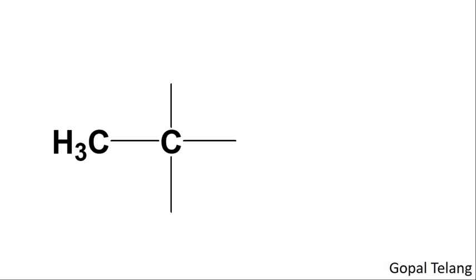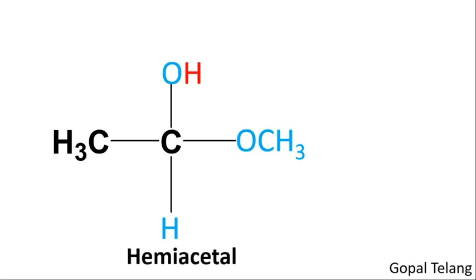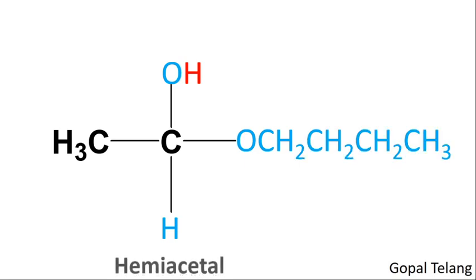So first we will learn what a hemiacetal is. A hemiacetal is a compound in which a hydroxy group, an alkoxy group and a hydrogen are bonded to a single carbon atom. This alkoxy group may be larger like this or smaller, initially denoted like that.